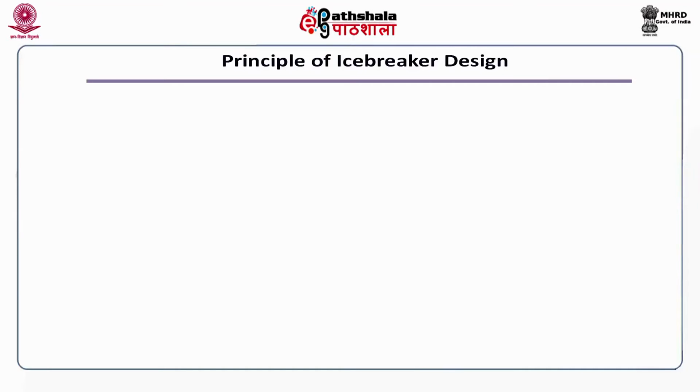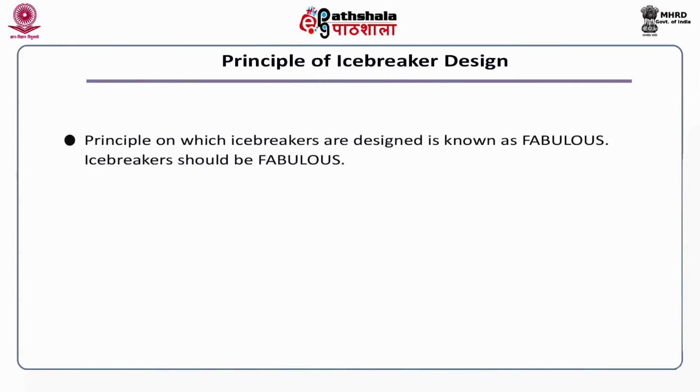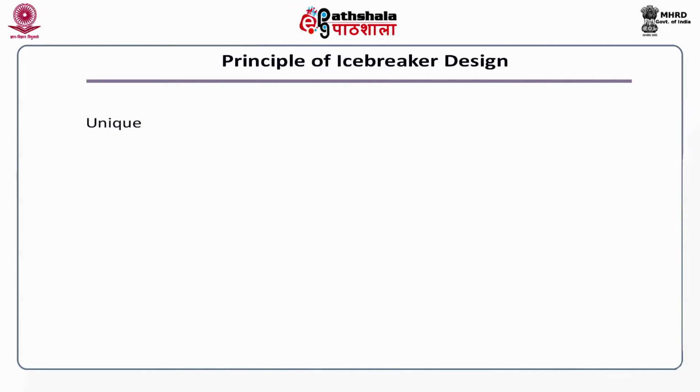Principles of icebreaker design. The principle on which icebreakers are designed is known as FABULOUS. Icebreakers should be fabulous. So, let us see the acronym of FABULOUS. F means foolproof, A means amusing, B means bridged, U means unique, L means lively, O means optimistic, U means uncomplicated, and S means short.